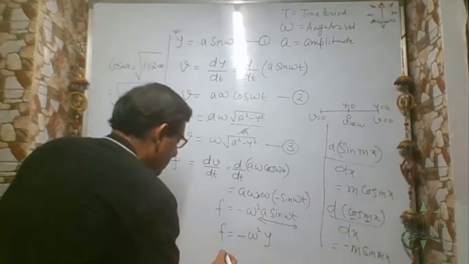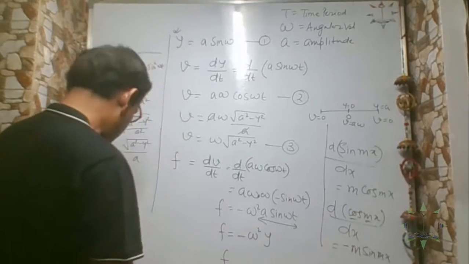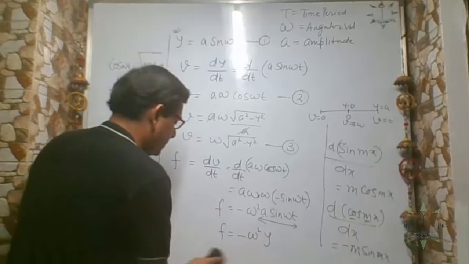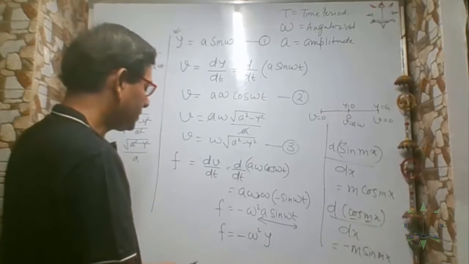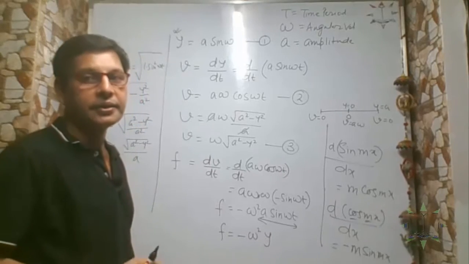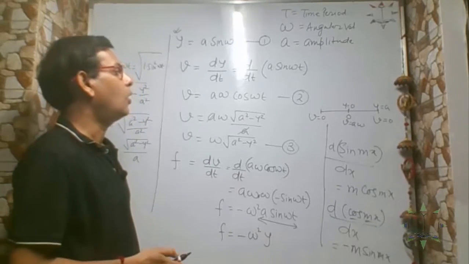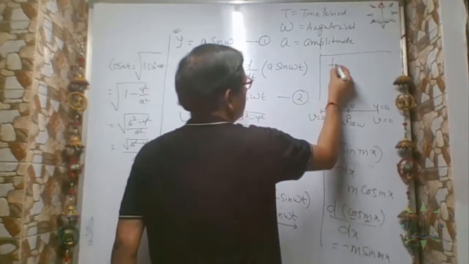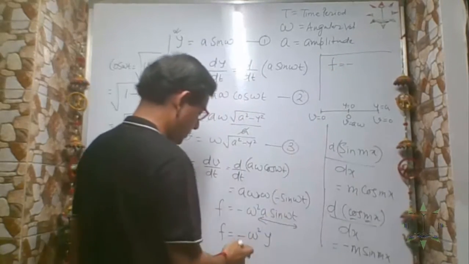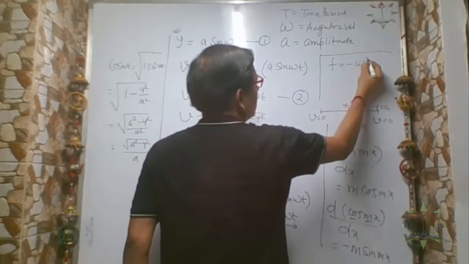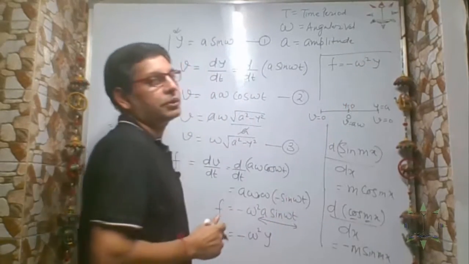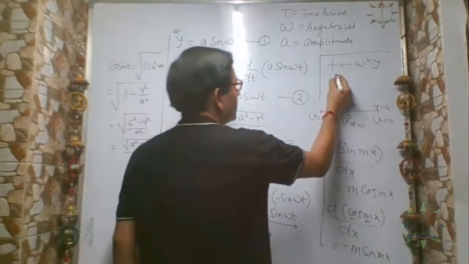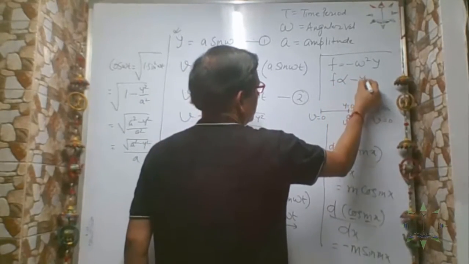So we can write equal sign and constant, you know, these two can be replaced by a proportionality sign. What does this negative sign indicate? Acceleration and velocity are oppositely directed. So we have got this equation: acceleration equal to minus omega square into y. Very, very important equation. So acceleration is proportional to minus y.